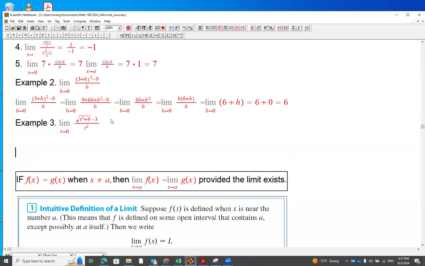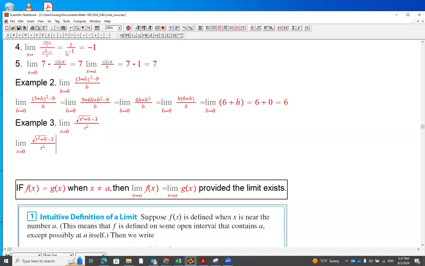Once again, can we use the quotient rule? No, the answer is no, because for the same reason, we cannot guarantee the limit of the denominator equals 0. So we cannot apply the quotient law. And therefore, we're going to use algebraic methods. Okay, so how do we do it?